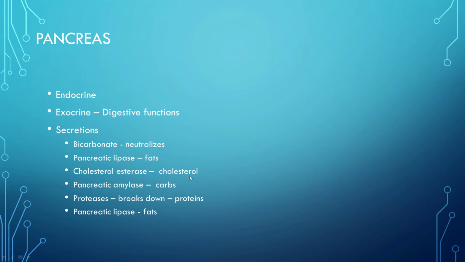Cholesterol esterase is going to help to break down cholesterol. And then we see amylase again. It's going to break down carbohydrates. But this amylase is not produced by the salivary glands. Instead, it's produced by the pancreas. And then the proteases help to break down proteins.